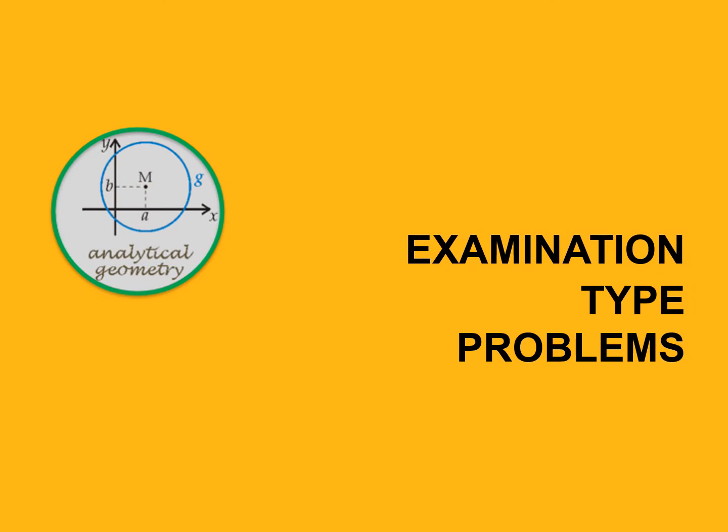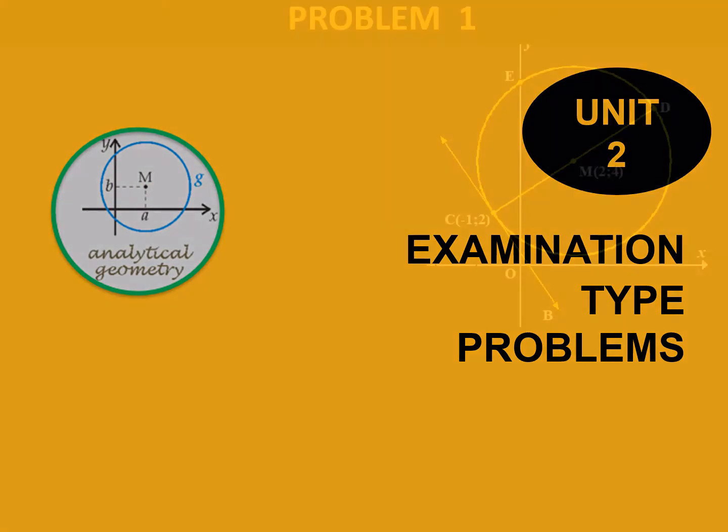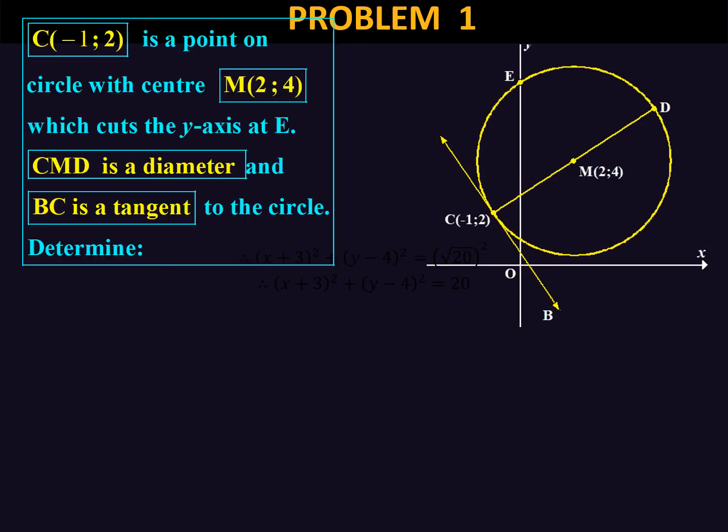Now let's look at a few examination type problems and how we go about solving them. Let's look at our first problem. There we have the diagram, and as usual, always try to read your question. I've actually pre-read it for you by highlighting some of the key things. Make sure if they give you a point, that C is there, that M is there. Just try to understand your diagram, right?